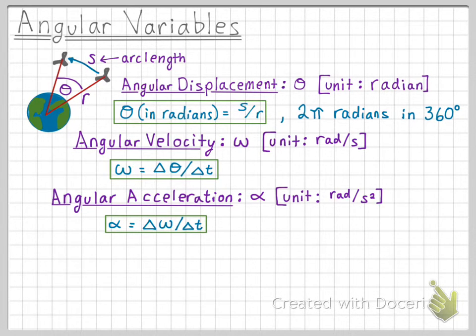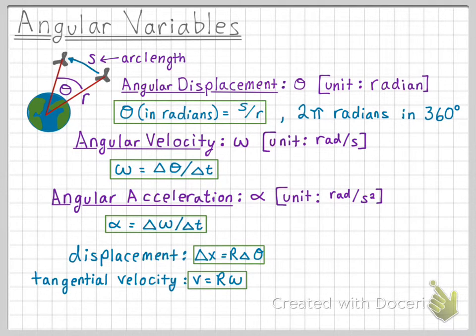We are also able to relate angular and linear variables together through the following equations. Displacement of a rotating object is equal to the radius times the angular displacement. Tangential velocity is equal to the product of the radius times the angular velocity. And tangential acceleration is equal to the product of the radius and the angular acceleration. So hopefully you are also able to recognize the trend here between our linear variables and our angular variables.